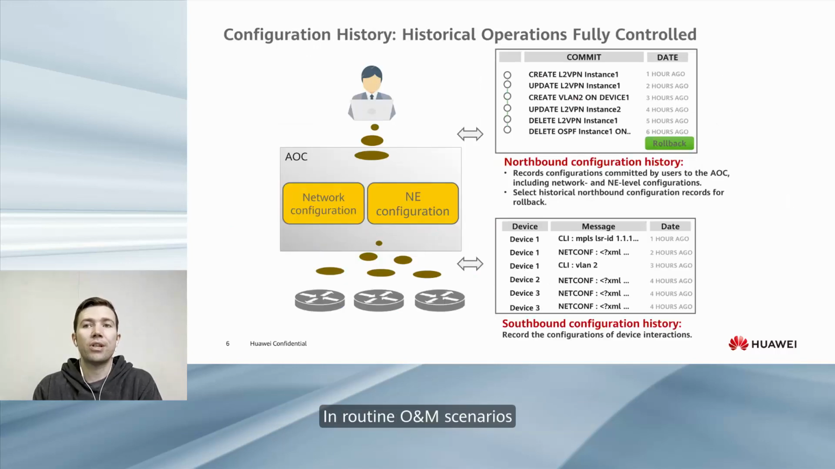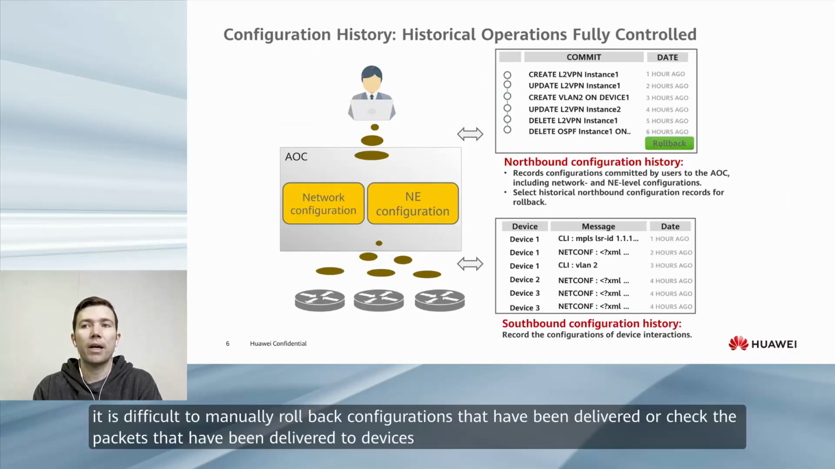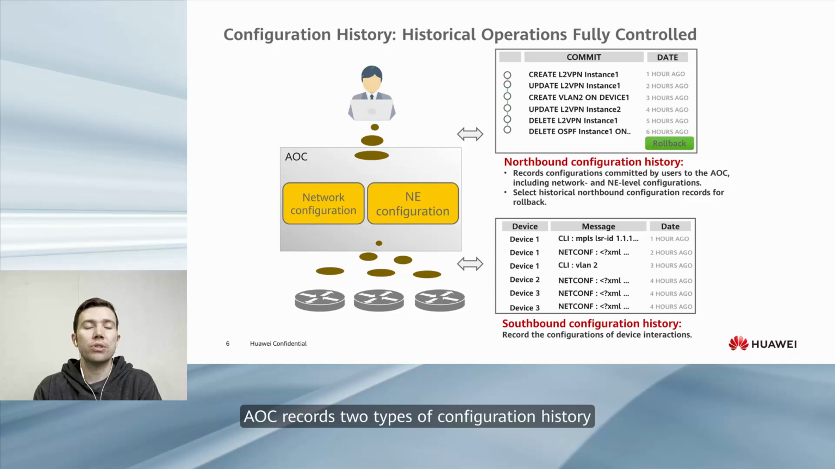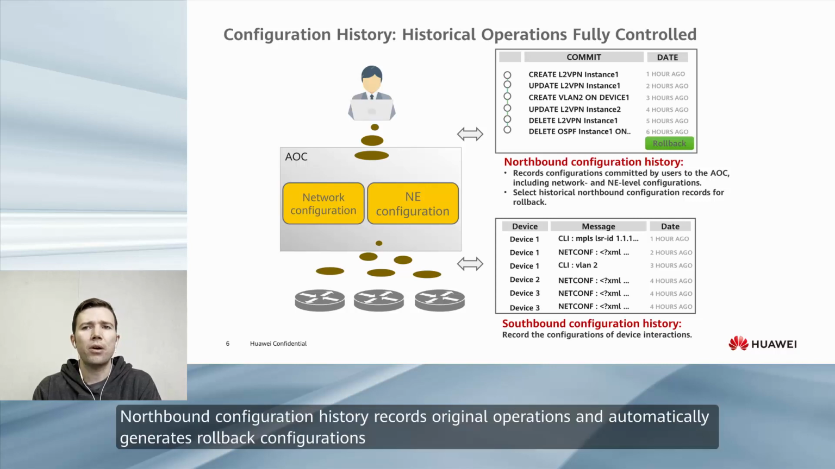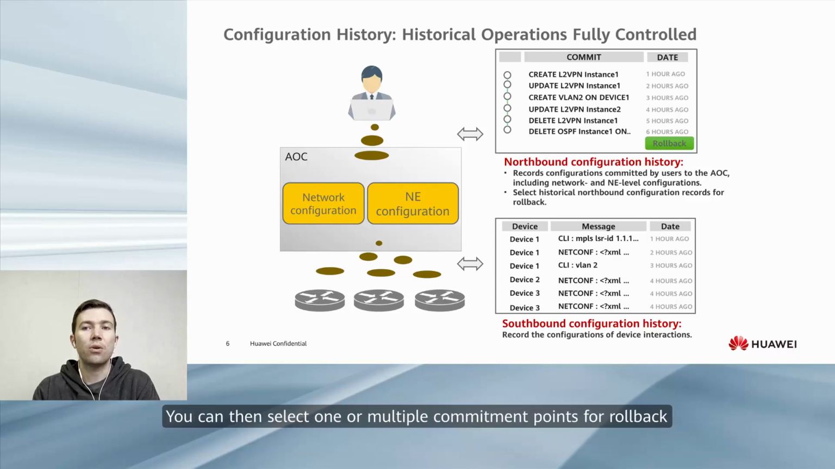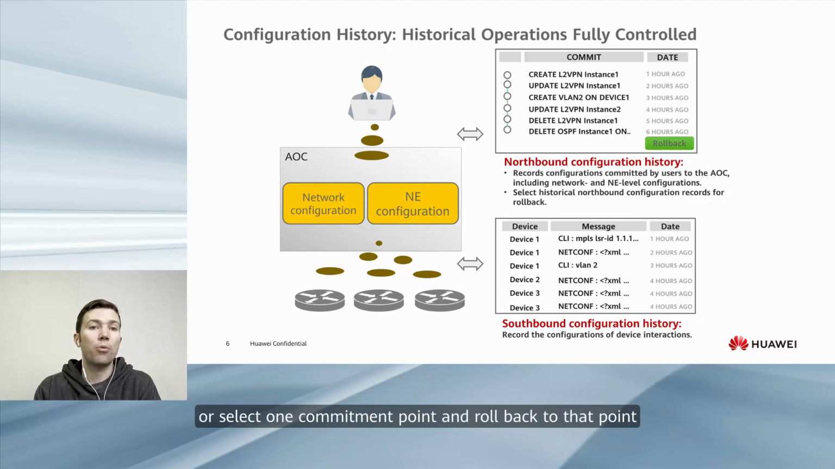In routine O&M scenarios, it's difficult to manually roll back configurations that have been delivered or check the packets that have been delivered to devices. AOC records two types of configuration history, including northbound configuration history and southbound configuration history. Northbound configuration history records original operations and automatically generates rollback configurations. You can then select one or multiple commitment points for rollback, or select one commitment point and roll back to that point.